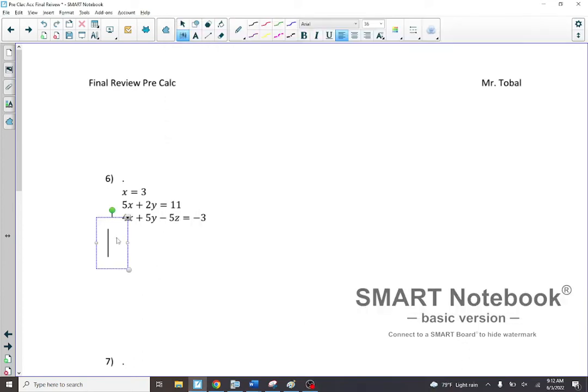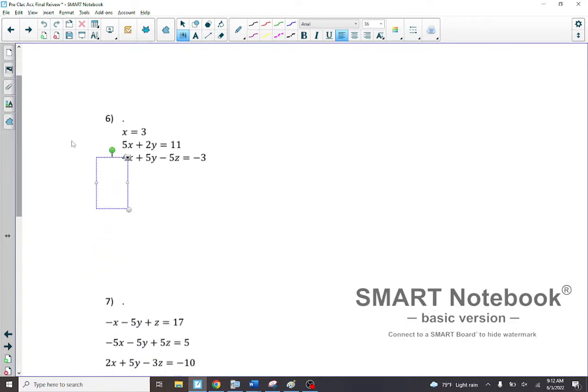All right, class, we're going to continue. Now we got the triple system of equations. So for this one, x is already equal to 3. So since x equals 3, I already know that.